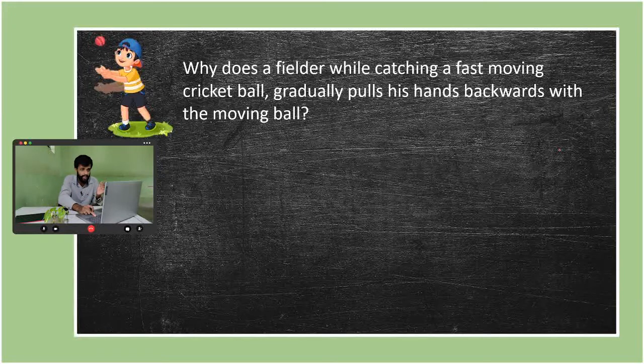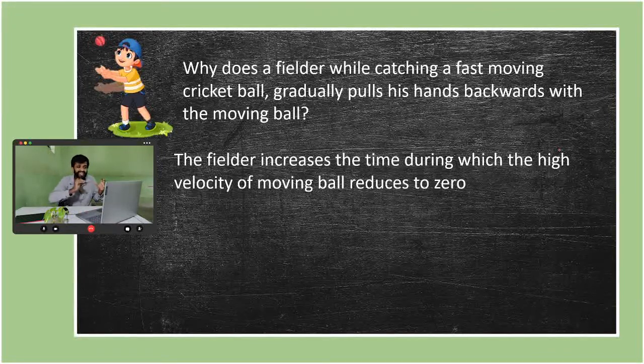So the reason is, the fielder increases the time during which the high velocity of the moving ball reduces to zero. If he was keeping his hand like that, the ball has mass, it has velocity, so it will have some momentum. Momentum, I told you, remember it as an impact. Now that impact on the hand will be much more because there's an obstruction. It is straight away hitting the hand and there's no movement, so the velocity suddenly comes to zero. The moment it hits, it's zero. So the impact is entirely felt on the hand.